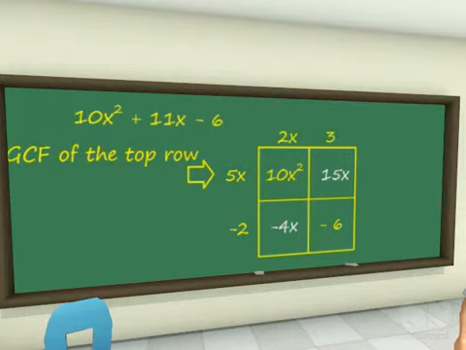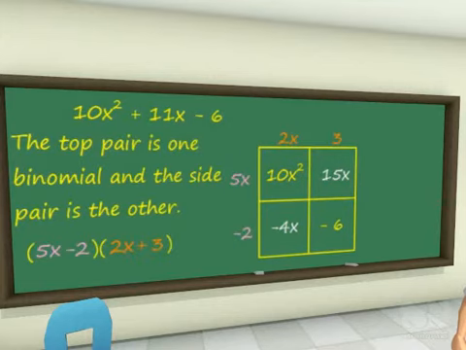The factors of the quadratic are the binomials written on the outside of the square. So in this case, it's 5x minus 2 from the left side and 2x plus 3 from the top. FOIL to check your result.